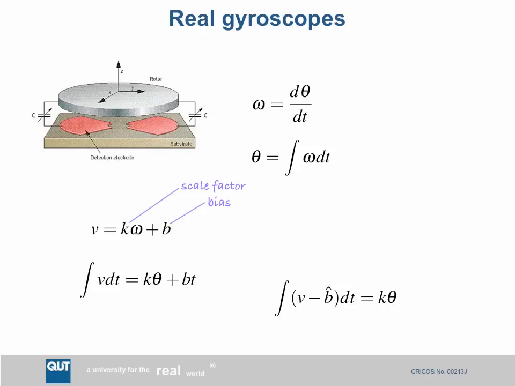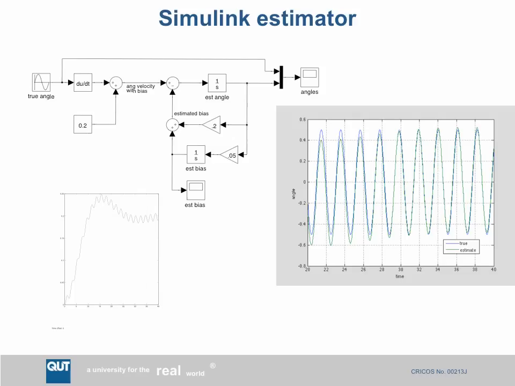So what we're going to do in the prac tonight is to actually start to explore some of these things. We're going to take a real NXT gyro, we're going to look at the bias, we're going to look at how the bias changes, and we're going to look at ways of estimating the bias and compensating for it. So one of the things you're going to do is look at this little model here, which is implemented in Simulink. And it looks a little bit complicated, but I'm going to walk you through it and hopefully get an idea of what it does.